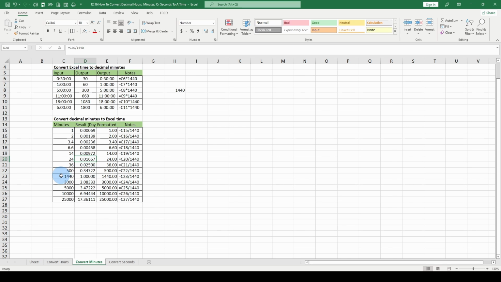We know 1440 minutes represents what? The one here represents the entire day. 24 minutes represent what percentage of 24 hours? Well, it represents 0.01667 of the day.